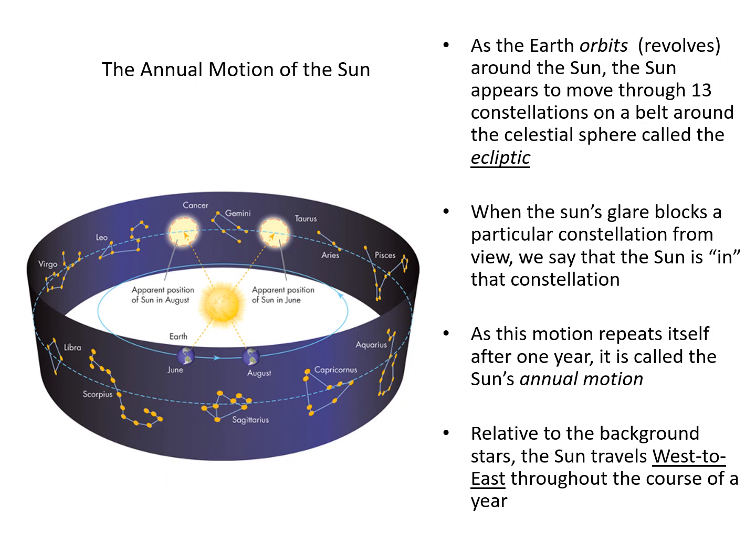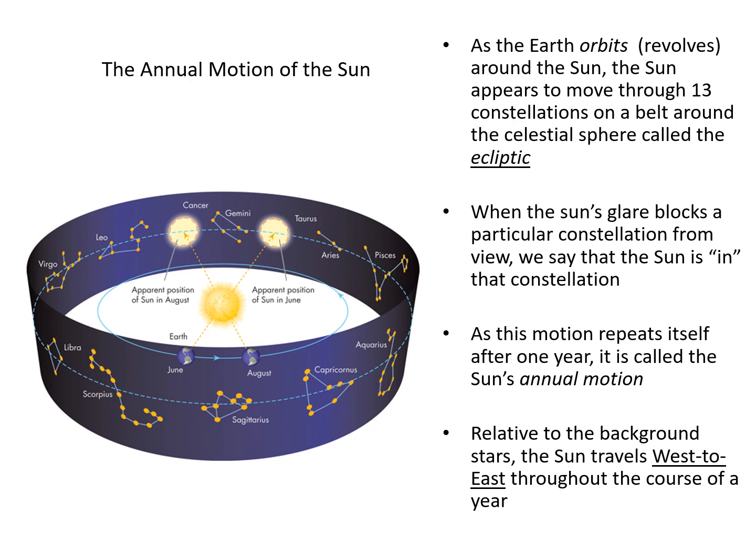Apart from the daily motion, the sun rises in the east and sets in the west. This is the diurnal or daily motion of the sun. The sun also moves against the celestial sphere apart from this daily motion. As the Earth orbits or revolves around the sun, the sun appears to move through 13 constellations on a belt around the celestial sphere that we call the ecliptic. So as the Earth moves around the sun, the sun appears to pass in front of, and therefore block, due to its glare, these 13 different constellations.